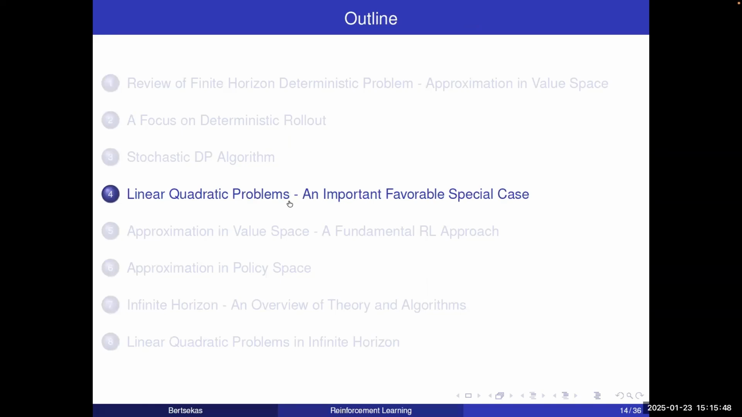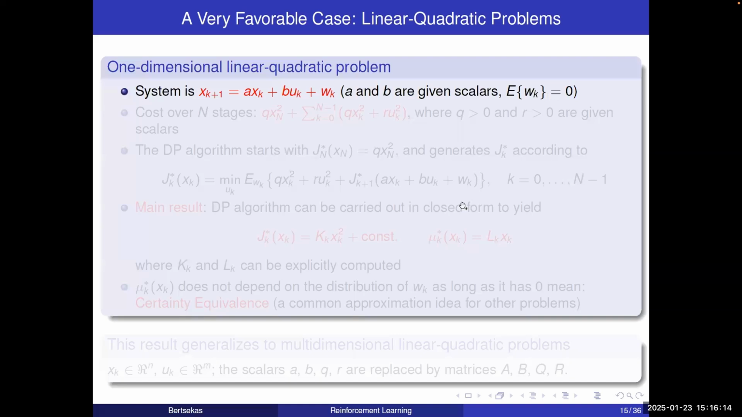Now, the stochastic dynamic programming algorithm can also be used as an analytical tool to obtain analytically the optimal solution of some selected class of problems. These are the lucky problems, the ones that have favorable structure and the mathematics works out nicely. And a very important class is the linear quadratic problems. And we're going to talk about that now.